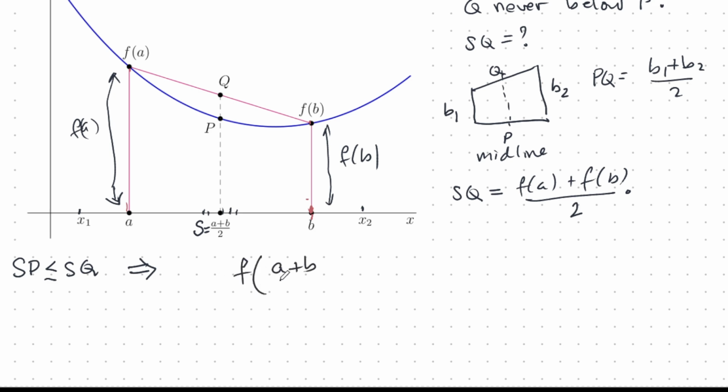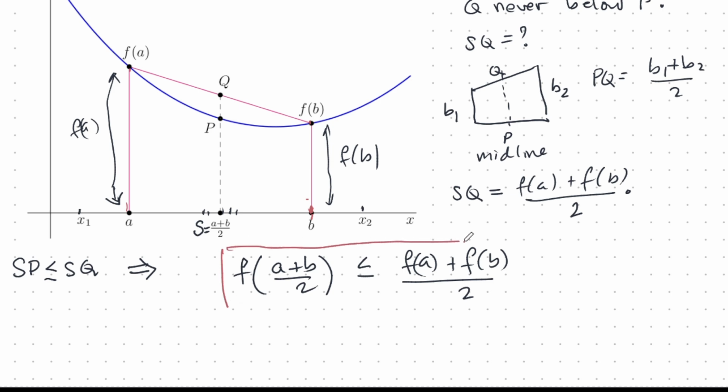And so SP less than or equal to SQ gives us the following very interesting thing. F of (A plus B) over 2 is less than or equal to (F of A plus F of B) over 2. So what's so interesting about this? Well, it turns out that this thing is like a master inequality. It is the inequality of many inequalities. Okay, this is like a master inequality formula. Okay, we will see what that means in a second. But this is really a very, very beautiful inequality. And it's true for any strictly convex up function.